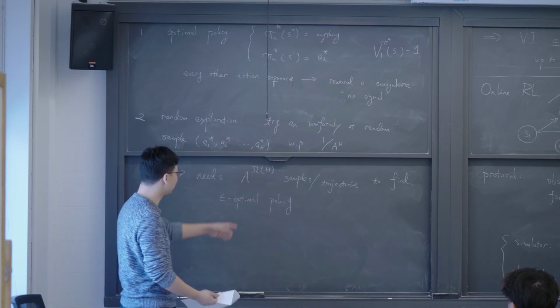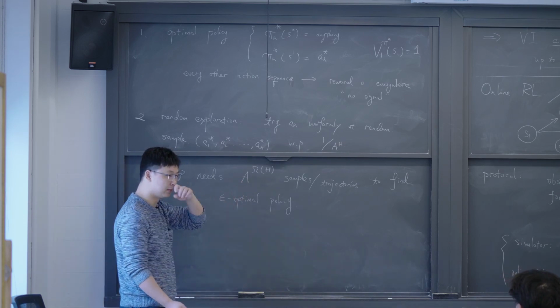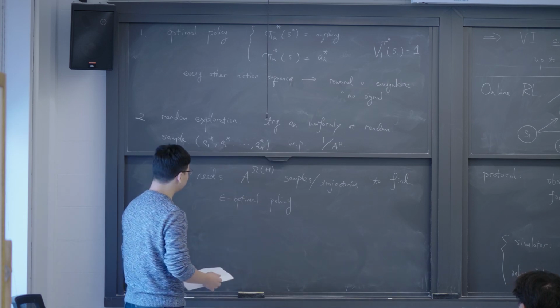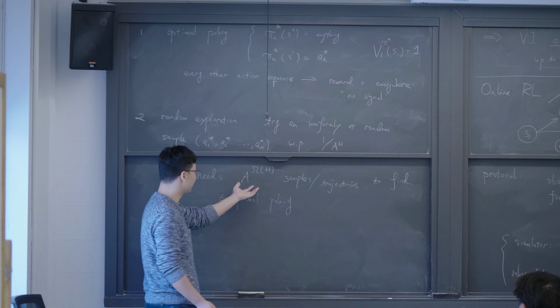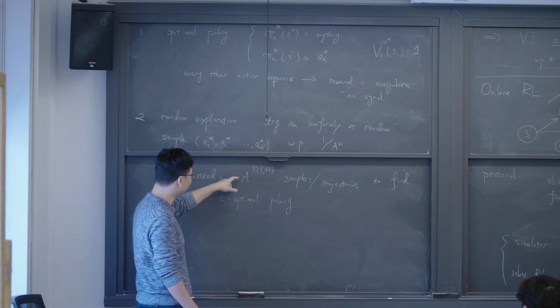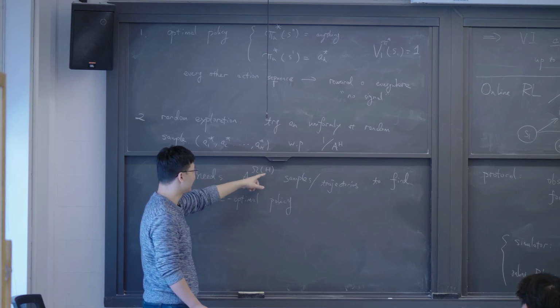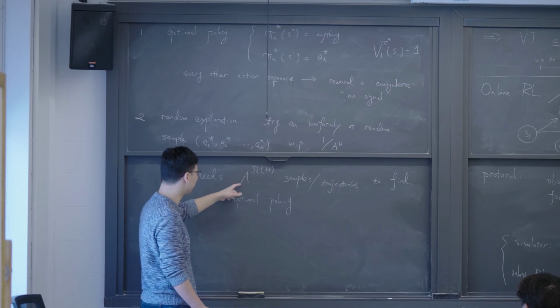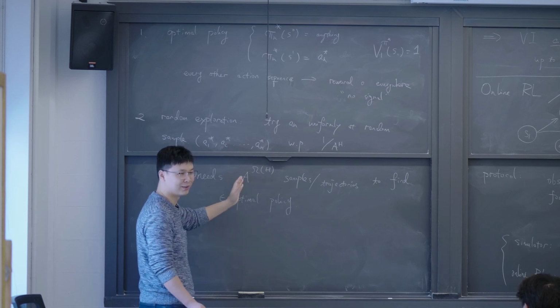Why is it not A to the H, or why not omega of A to the H? I think this is slightly weaker. I'm just claiming a weaker statement. A to the omega of H means the exponent is on the order of H, but here I'm saying the exponent can be H over 2 or something. Oh. Yeah.